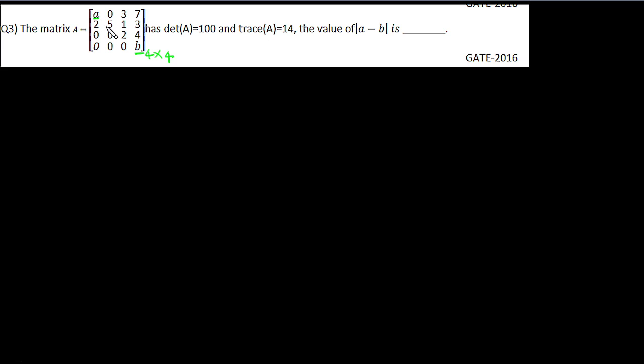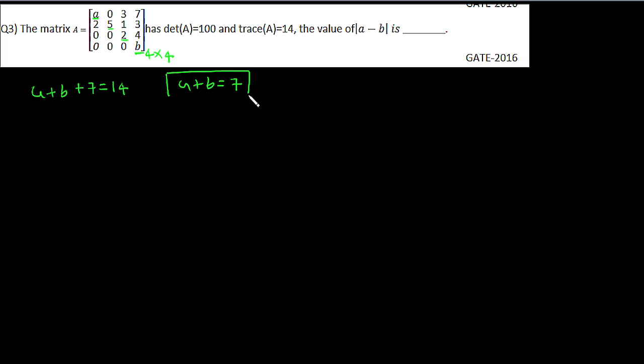We know that the trace is simply the sum of these four diagonal elements, A plus 5 plus 2 plus B. So we are getting A plus B plus 7, since 5 plus 2 is 7, and it is given that the trace of this matrix A is 14. So here we get the value of A plus B, which is simply 7.